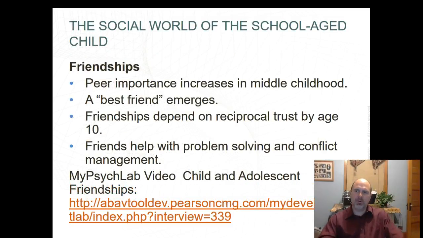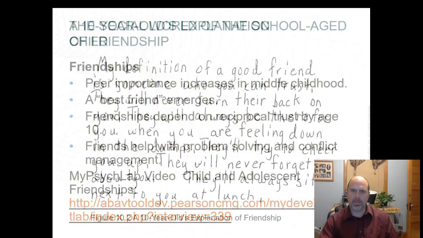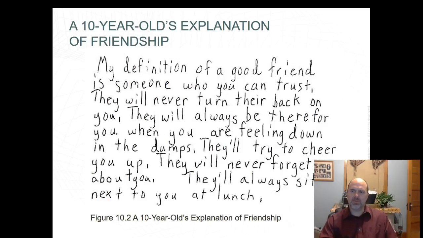Friendships. Children are open, supportive, and cooperative with friends. Those are some indicators. Peer importance increases as they become middle children, and that best friend will start emerging, and they'll form reciprocal trust, problem solving, and conflict management. There's a nice little video here on child and adolescent friendships. Next is a description of friendships written by a 10-year-old, illustrating the way older school-age children think about friends. Notice the description is not just physical, but they also look at psychological aspects as well.